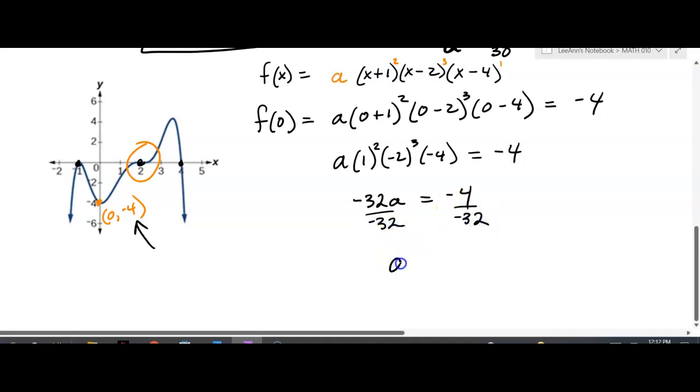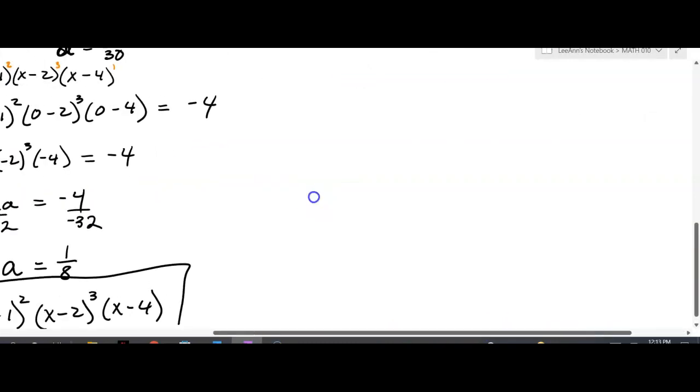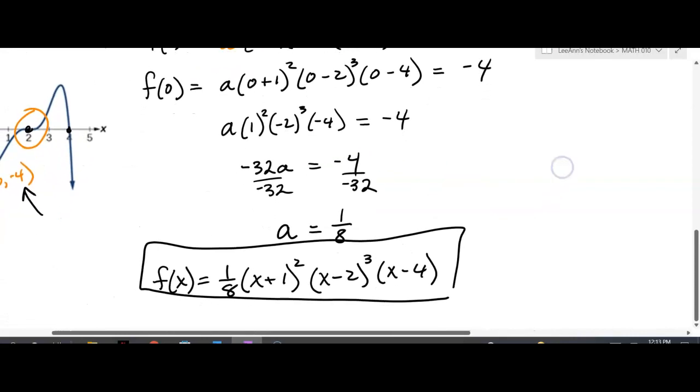They don't always come out to be fractions, but not too surprising. It's a fairly small graph. Okay, so I get like 1/8 there for a. So now I can write the function f of x equals 1/8, and then I just put in all my factors with their appropriate exponents. Okay, so hopefully that example helps. And there you go. Oops. And there it goes. Slide. I'm just trying to make my box better. Okay, and that's it.